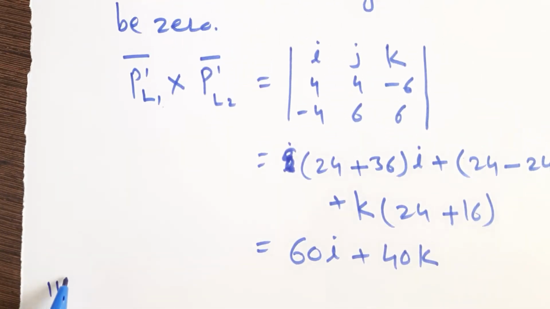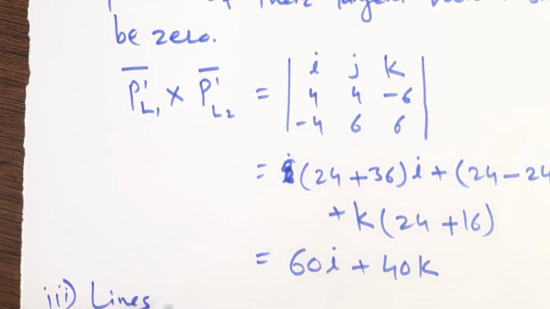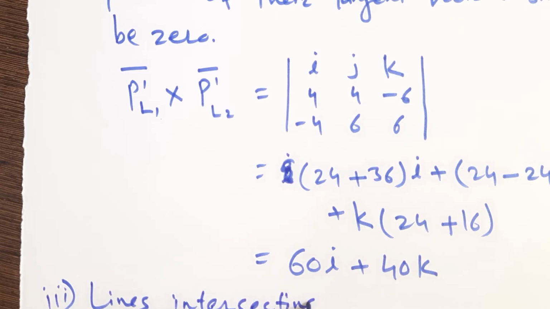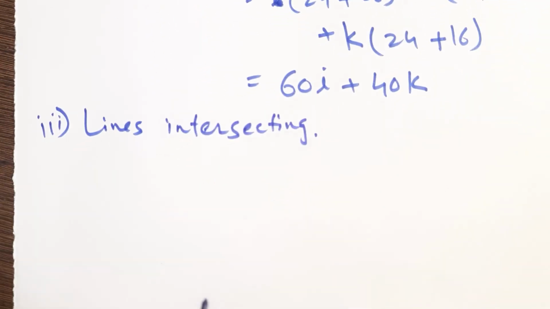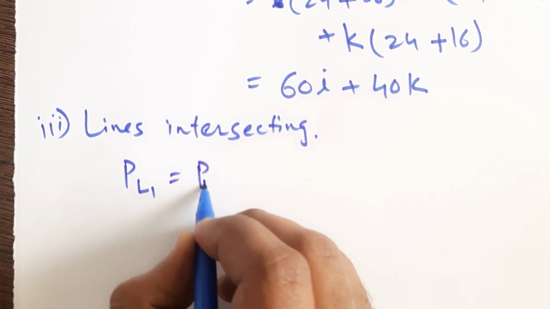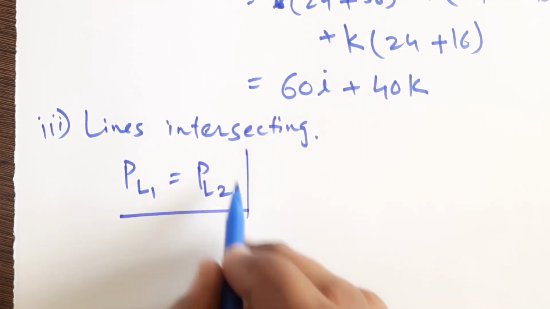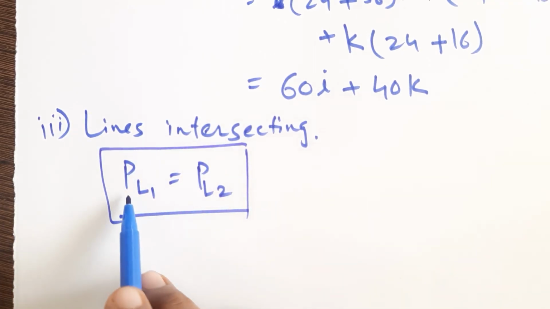Then the third condition is intersecting lines. When the lines are intersecting, then at the point of intersection your PL1 should be equal to PL2. So this will be the condition.